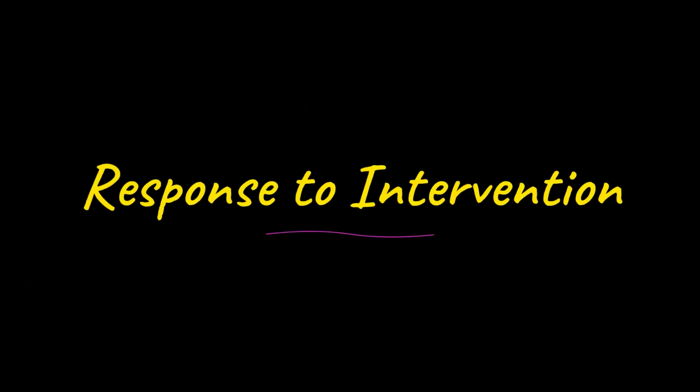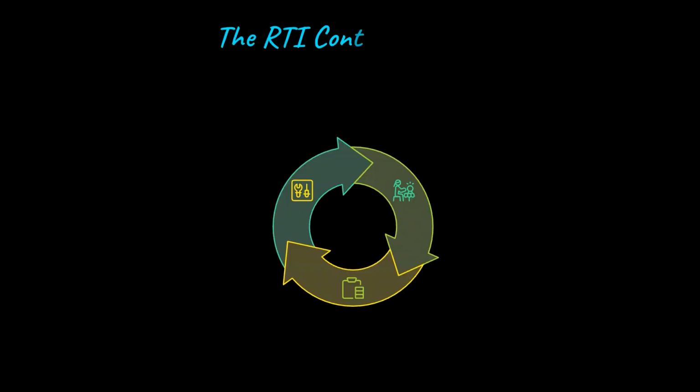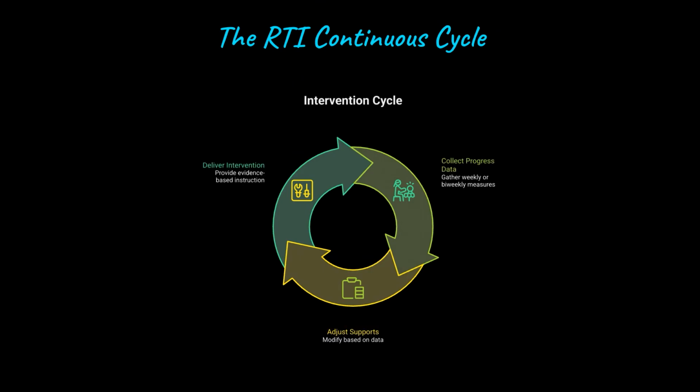Response to intervention is the continuous data and adjustment loop that runs through every tier of a multi-tiered support system. It is not a one-time event or a form to fill out. It is an ongoing discipline of monitoring student progress and changing course when the data says to. The mechanism works as a recurring cycle.